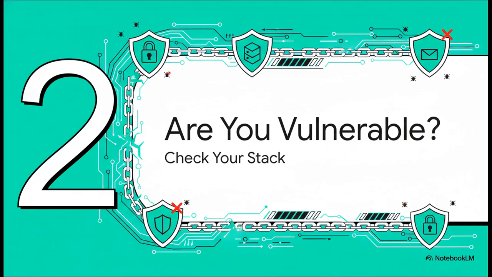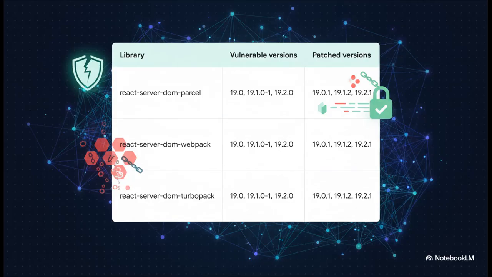Is my application vulnerable? Let's dive into the specifics so you can go check your projects right away. All right, you're going to want to open up your package.json file or your lock file for this. The vulnerability is hiding in these specific packages: React Server DOM Parcel, Webpack, and TurboPack. Take a look at the middle column. If you're using any of those versions, you are vulnerable. You need to upgrade to one of the patched versions on the right, like yesterday.